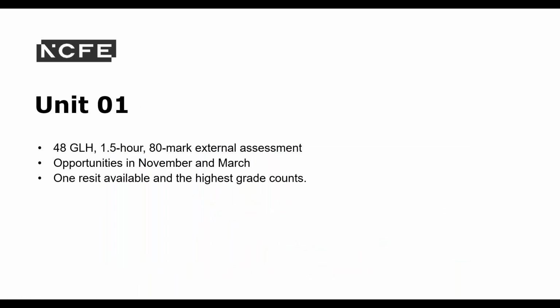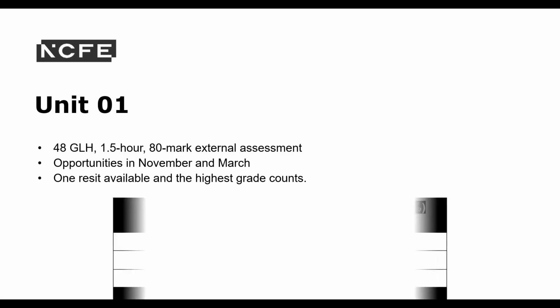Unit 1 has 48 guided learning hours and the external assessment lasts an hour and a half. It has a total of 80 marks and there are external assessment opportunities in November and March of each year. And the reason for this is because there is usually only one resit opportunity available. Whichever external assessment they perform better in is the grade that counts towards their final grade. And you will need to ensure your learners are registered on the qualification before they can be booked onto the external assessment.